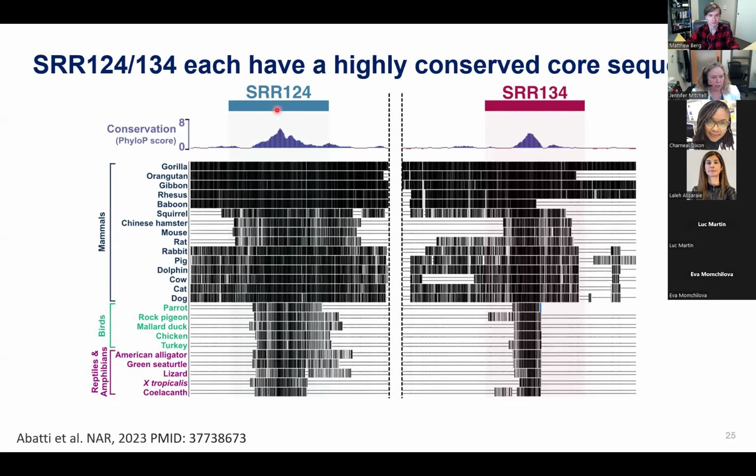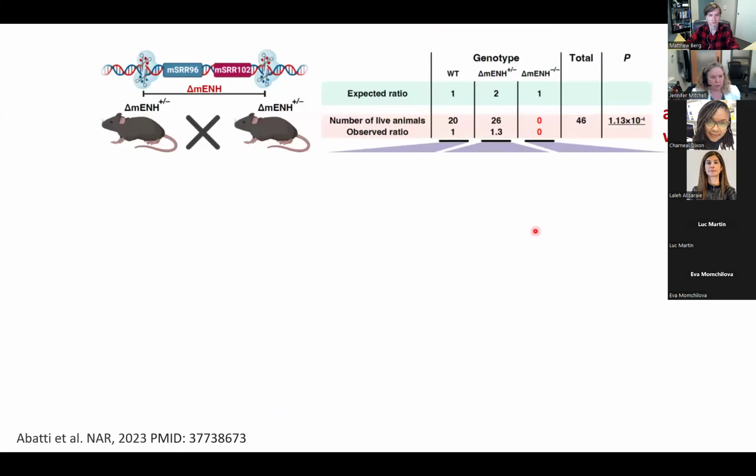If we go and look at conservation at the 124 enhancer or the 134 enhancer, we see that each of them has this deeply conserved core that's even conserved to birds and amphibians. But importantly, they are each conserved in the mouse, which means that we can now delete these enhancers in the context of the mouse genome and ask, is there any phenotype of normal development or adult function that we can see in this enhancer deletion? And so we did that.